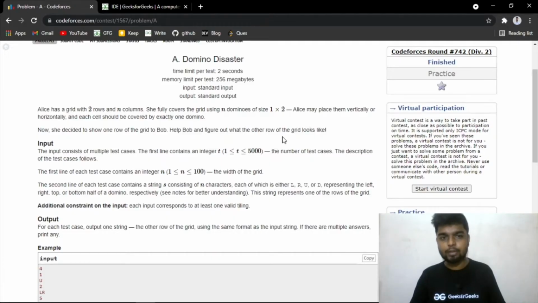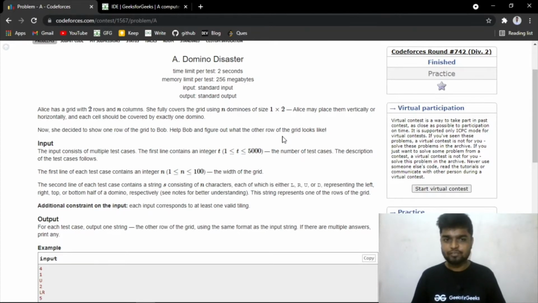Hi everyone, today we'll be discussing the problem Domino Disaster from the latest Codeforces Round 742. So let's first read out what the problem says. Alice has a grid with two rows and n columns. So you have two rows, one row and below that another row, total two rows and n columns, right?